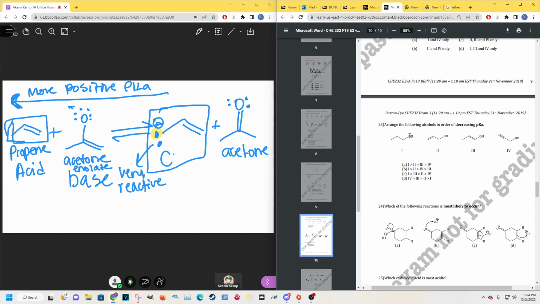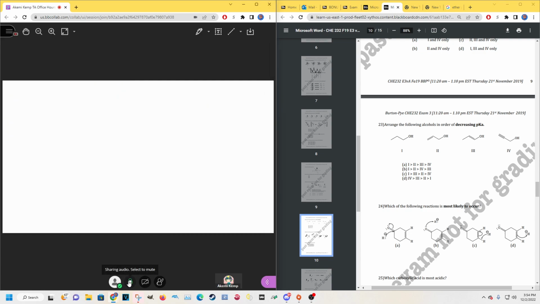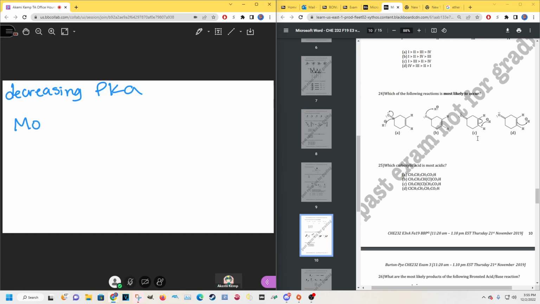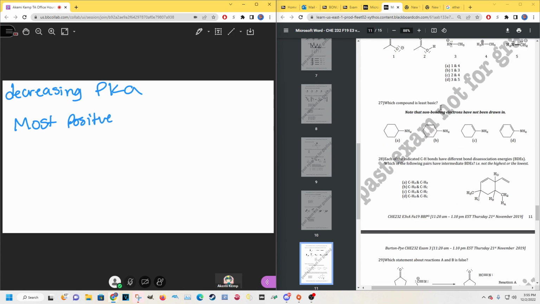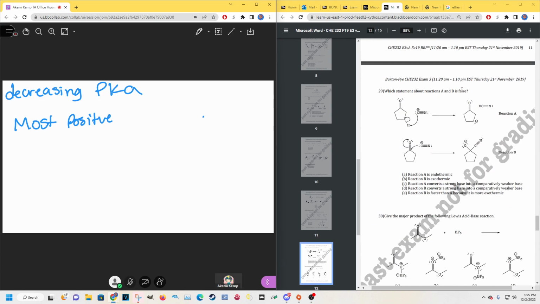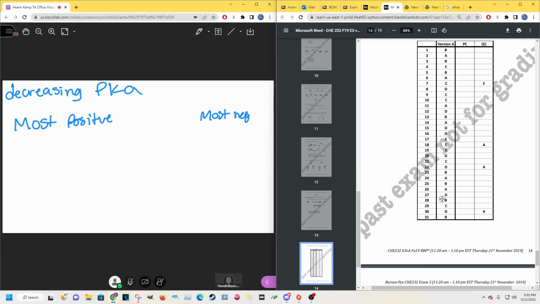Could you go over 23? Sure, I'll try and go over that one. 23 says, arrange the following alcohols in order of decreasing pKa. So that means you're going from the most positive to the most negative pKa.